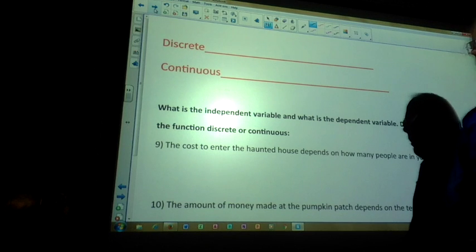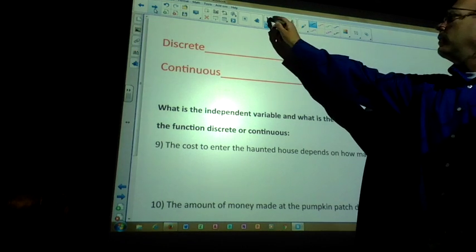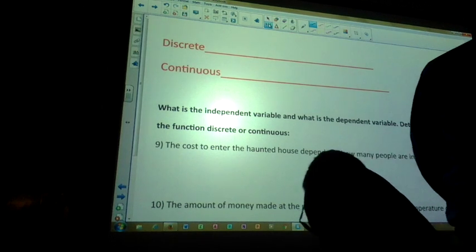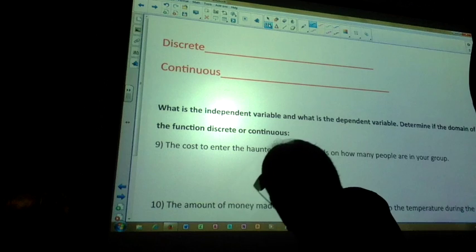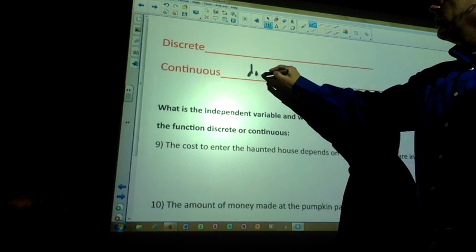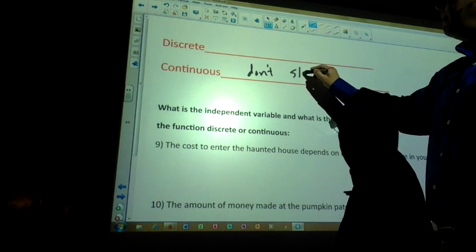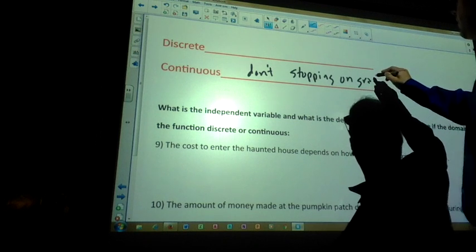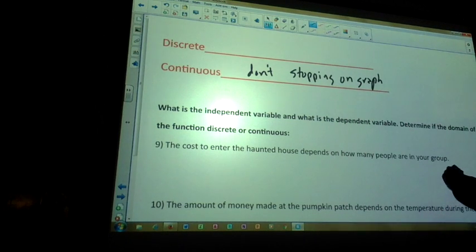Discrete or continuous? Discrete. Let's see, do we have an answer here? Nope. Okay. Discrete or continuous? Continuous means I don't have a stopping point on my graph. Meaning, when I made my graph, I did not have to pick my pencil up to hop over a point, or I didn't have to pick up my pencil or pen to move to a different location.